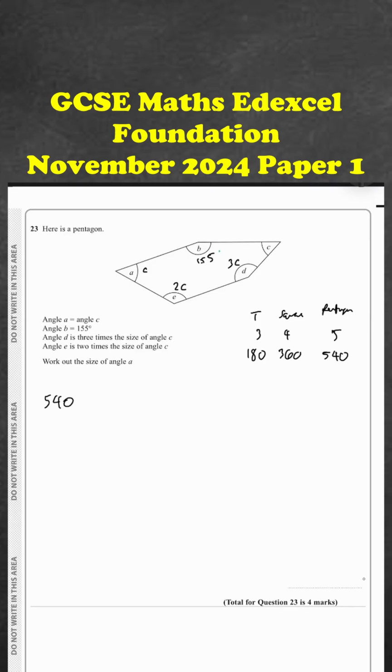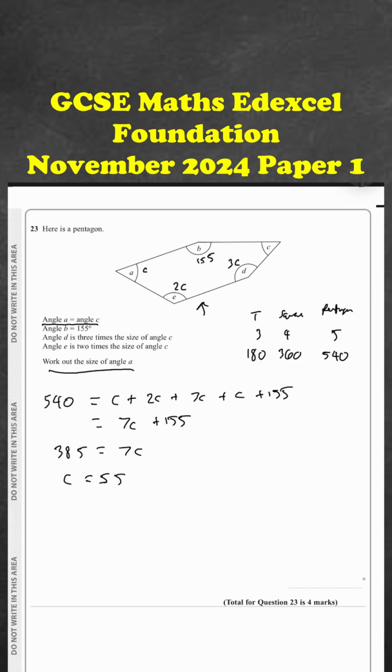So we know that 540 equals C plus 2C plus 3C plus C plus 155. All I've done there is taken them from my picture up above. So that gives us a total of 3C, 6C, 7C. Take the 155 onto the other side. We get 385 equals 7C. 385 divided by 7 nicely gives 55. And we know that A is angle C. Therefore, we know that A is 55 as well.